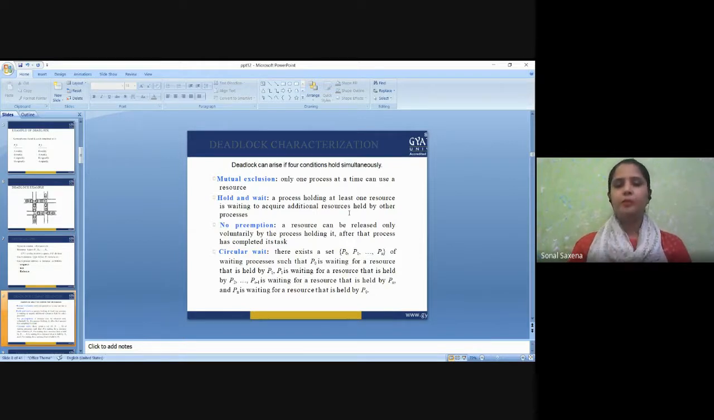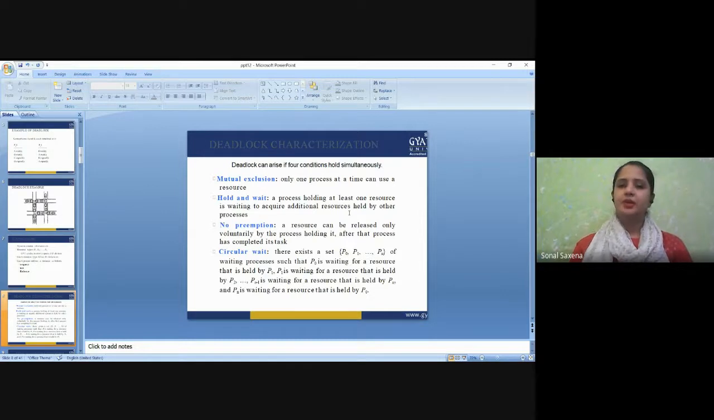These are the 4 important conditions that should occur simultaneously. Do remember, simultaneously these 4 conditions should be there at that time. It should not be the case that only one condition, or let's say 2 or 3 conditions, are occurring at the same time for the deadlock to occur. So keep this in mind, that whenever you want the deadlock to occur inside the system, these are the 4 conditions. These are the 4 necessary conditions to be there inside the system.